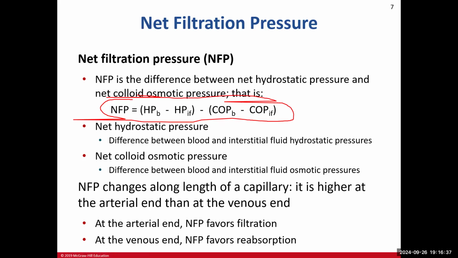All right, and so on the arterial end, like I said, the net filtration pressure should favor filtration, which means fluid's going to move from inside your capillary out into the tissues. And then at the venous end, the net filtration pressure is going to favor resorption, which means fluid that's in the interstitial fluid, outside of the capillaries, is going to enter into the capillary.